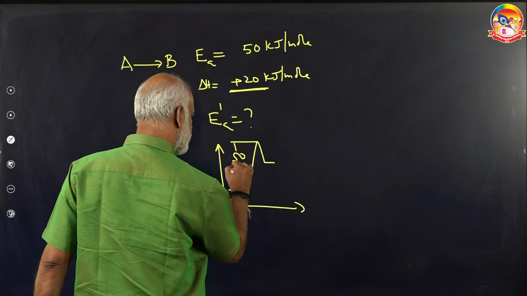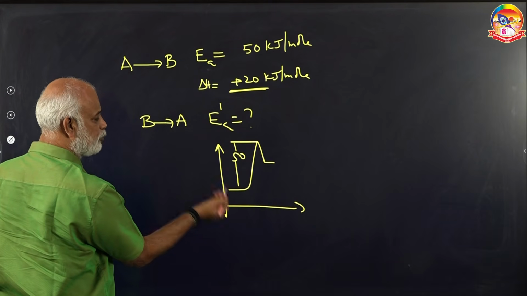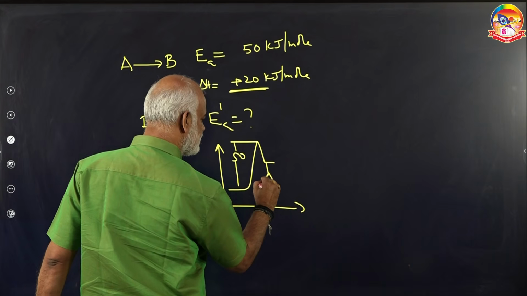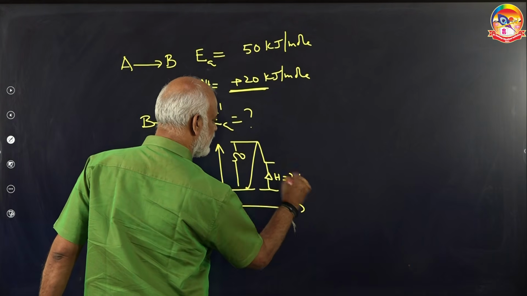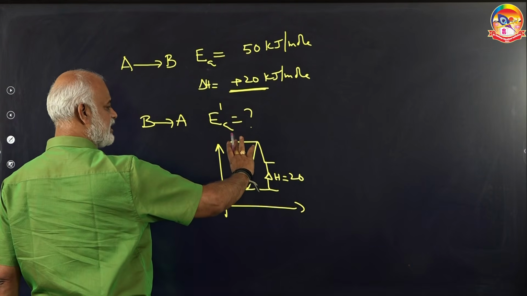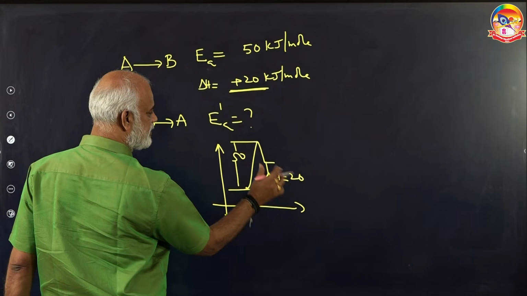This is given to be 50. Do you agree? This is the energy that is required for A to B. What did they give other than that? Oh, this value that they gave is actually given to be 20. Very nice. Activation energy for forward reaction 50. Endothermic reaction energy absorbed is 20.